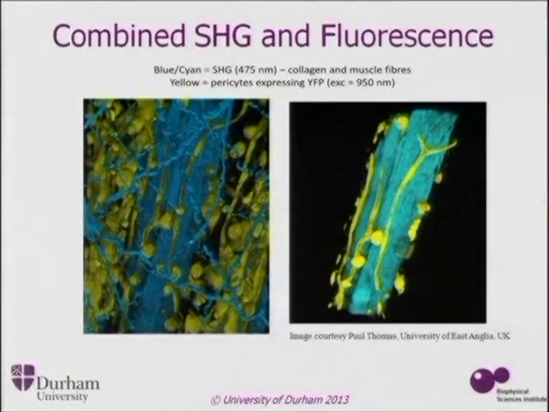So you can then image using this. We don't need a fluorophore, but we do need the right shaped molecules. And this is now a method of combining the two things. So in here, the blue parts are from collagen or from muscle fibers, and the yellow parts are pericytes, a type of stem cell that are expressing yellow fluorescent protein. So we can begin to put these methods together in combination.